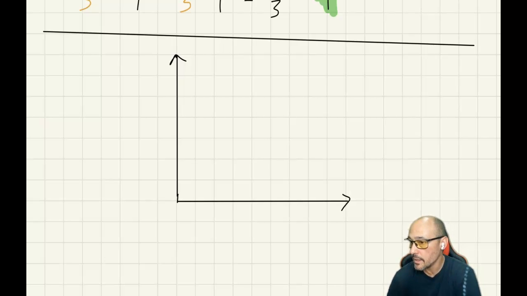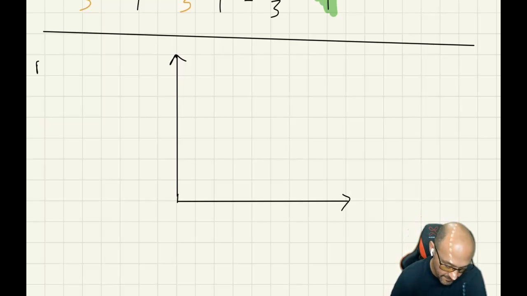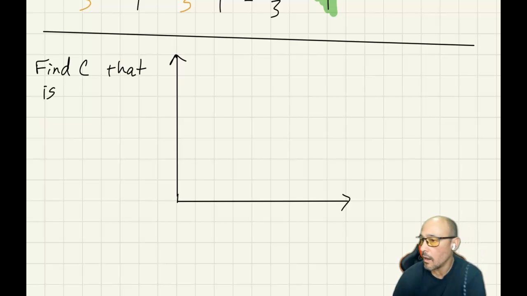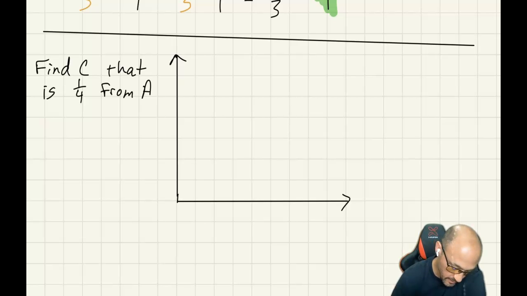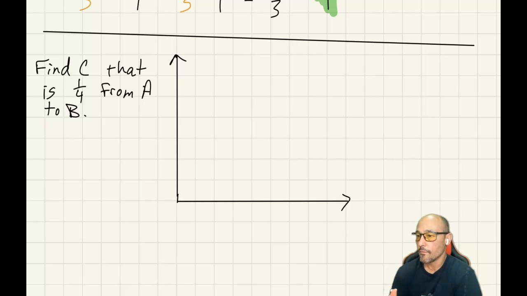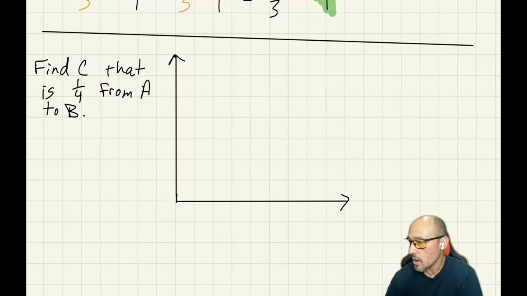So we're finding point C. Find C that is located 1/4 from A to B. So 1/4 from point A to point B, and A is going to be our point 2, 4, right there.